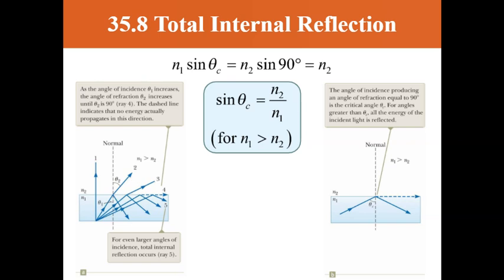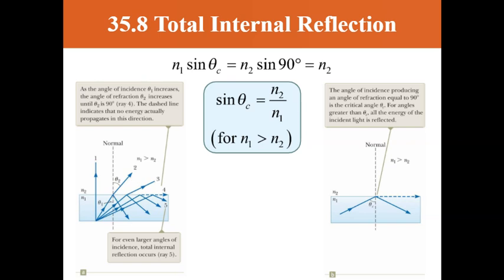Once the incident ray reaches an angle such that the angle of refraction becomes 90 degrees, so it's perpendicular to the normal, it's right on the boundary of the two mediums, the refracted beam will vanish and the entirety of the beam will be reflected, reaching what's called total internal reflection.